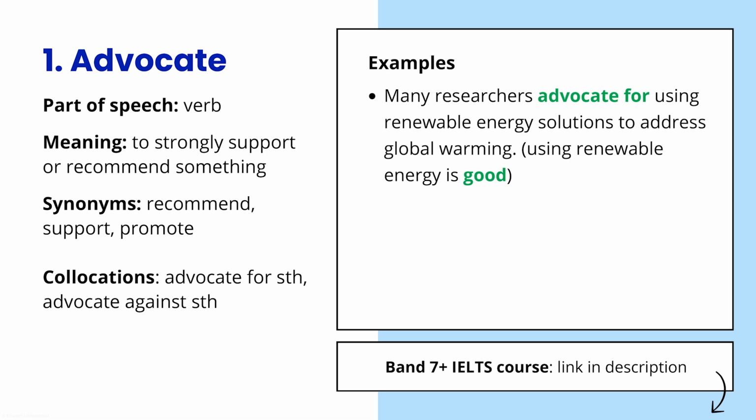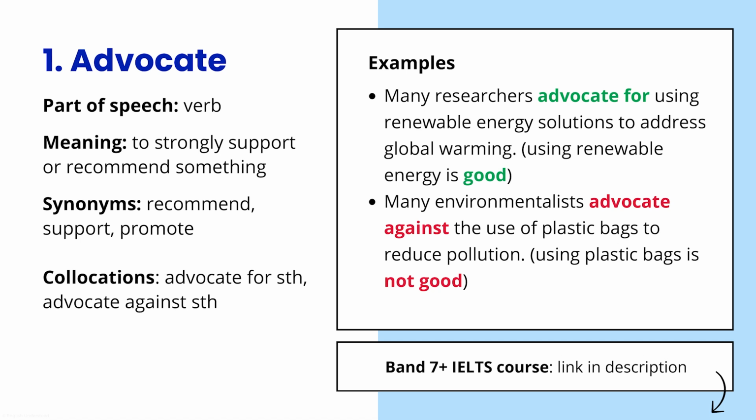So in this sentence, we're saying using renewable energy is good. That's what advocate for means. It means we think that thing is good. Now, on the other hand, look at this sentence. Many environmentalists advocate against the use of plastic bags to reduce pollution. So in this sentence, we're saying using plastic bags is not good.